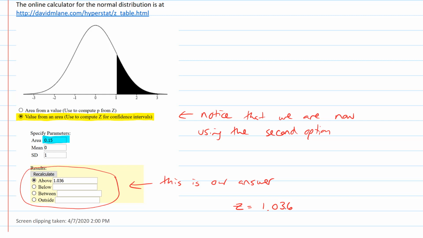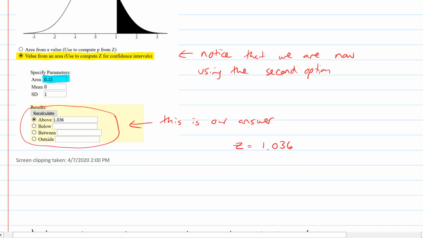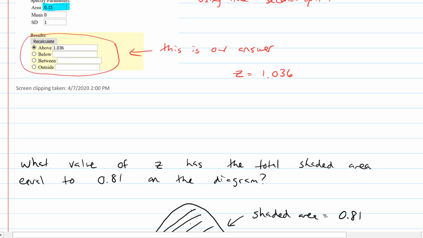Now notice that you could tick different boxes. Below will give you the area below that. It will shade in the area to the left of your x or z rather than the right. And you can also do between and outside for symmetrical intervals, and we'll be using those later when we get to confidence intervals. So let's do another example. I'm just going to write example here.